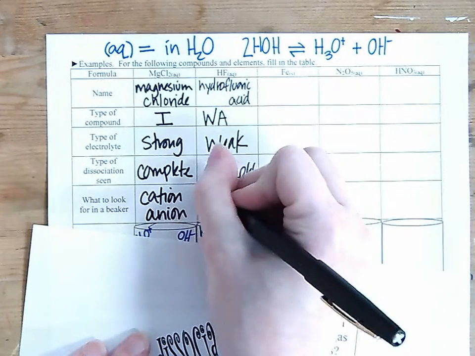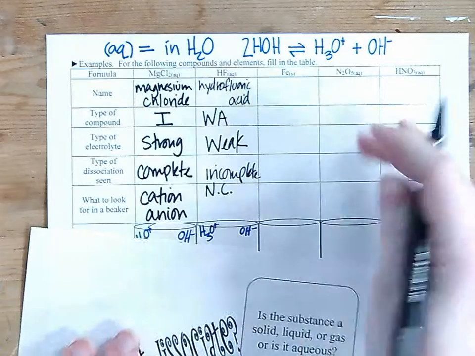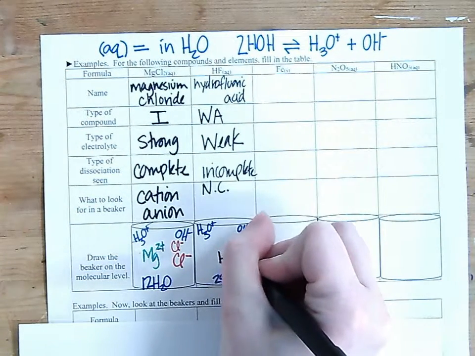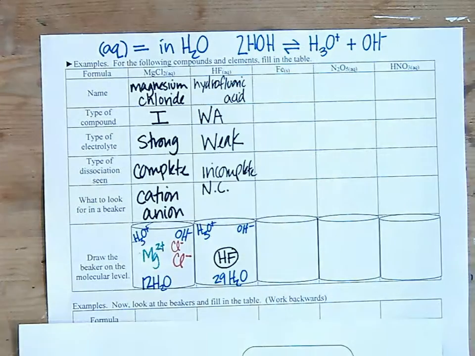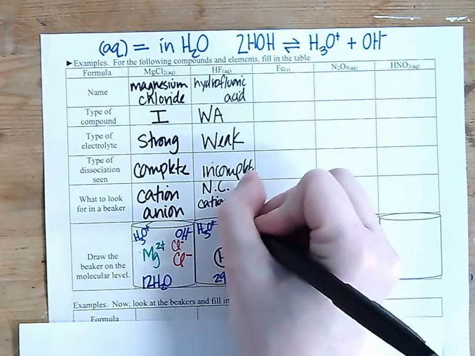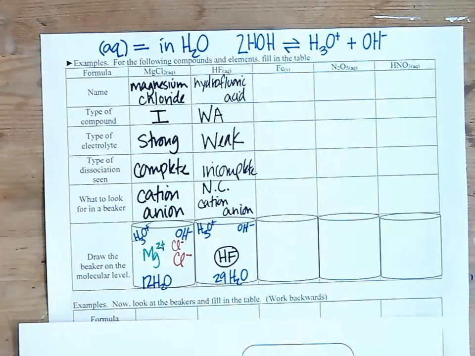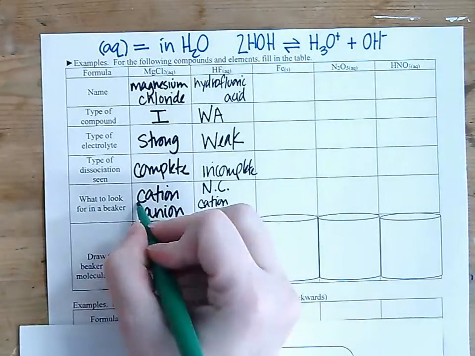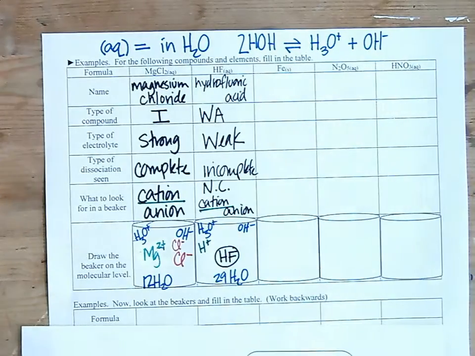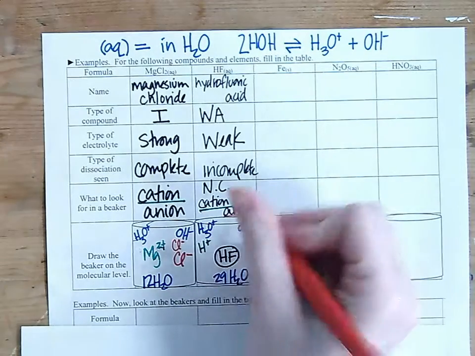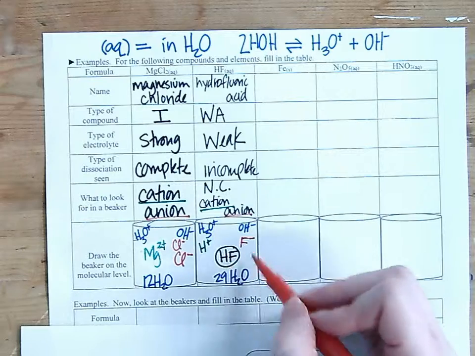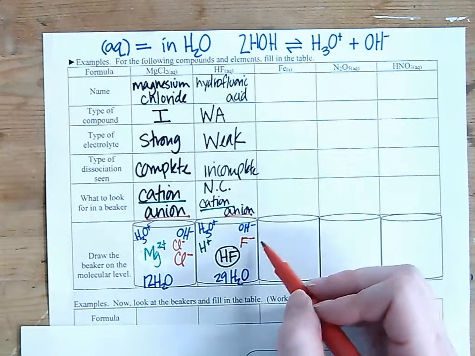And I'm going to see my neutral compound. My neutral compound was HF. I'm going to see most of that. And then I'm going to see my cation and my anion. Well, my cation would be H plus, and my anion would be F minus. And again, we would see mostly HF floating around, but we would see some H plus and some F minus floating around.